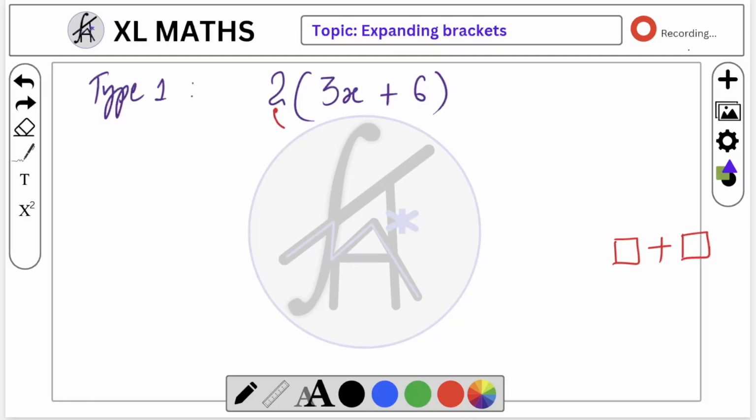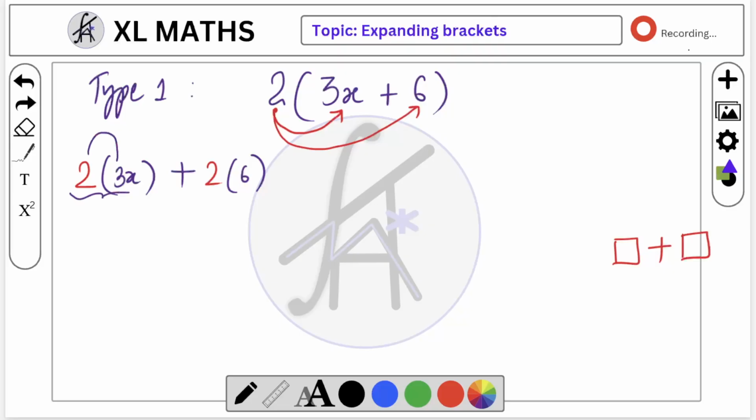So this 2 times 3x and then the same 2 times 6. So it comes like 2 outside the bracket, or maybe like 2 times 3x plus 2 times 6. So 2 times 3x gives you, whenever we have something like this, we're going to be multiplying numbers. So 6x plus 6 times 2 is 12. And that's where your answer is.